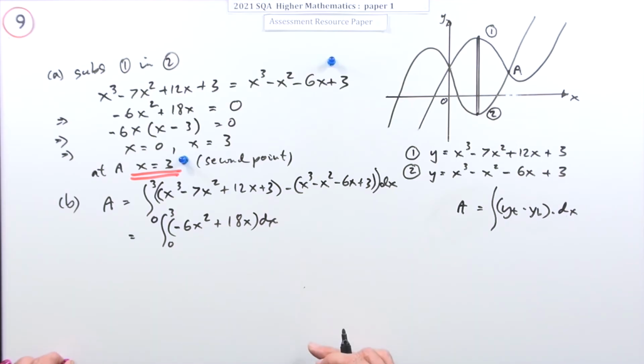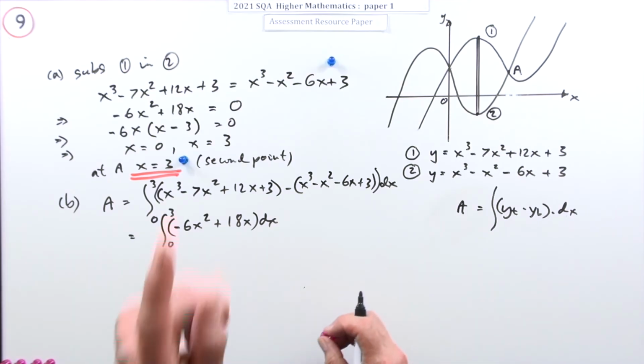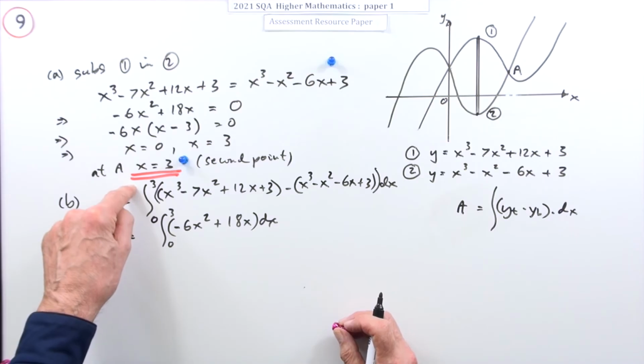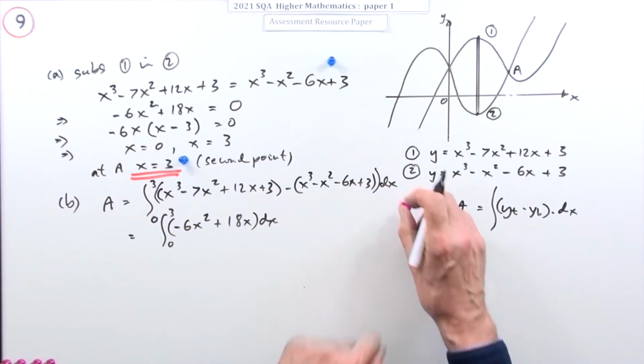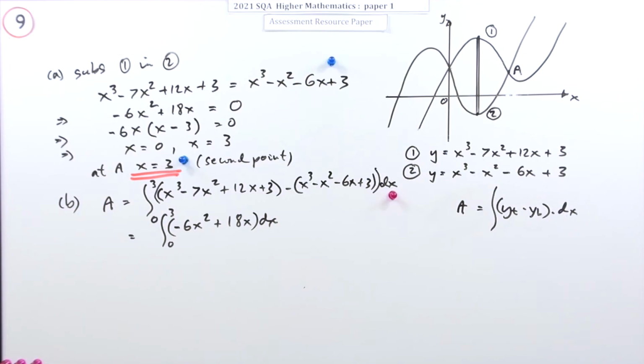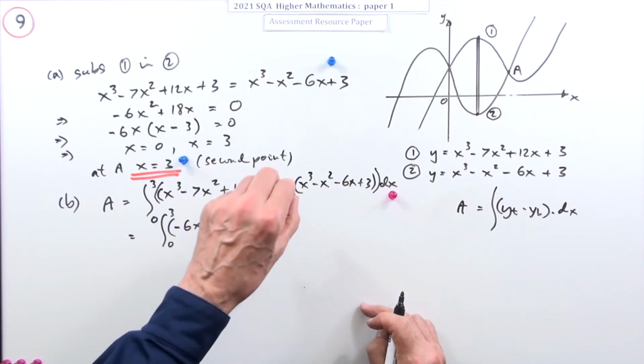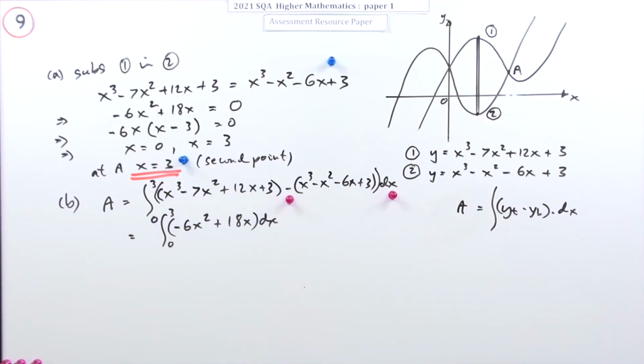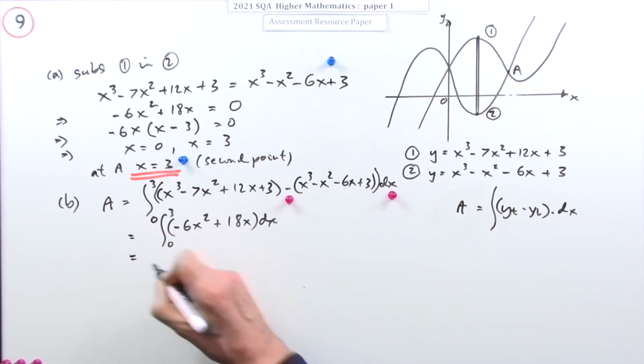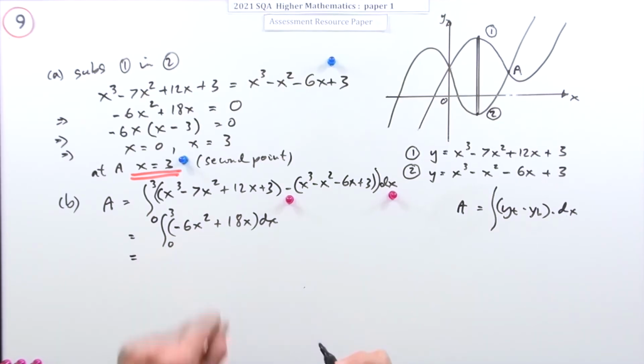Now the way the marks went was, first of all you got a mark for doing an integral from 0 to 3 and having something times a dx. The second mark was for having upper take away lower. So I'll put that there. It wasn't a mark specifically for tidying it up. The next mark came when you just integrated it.